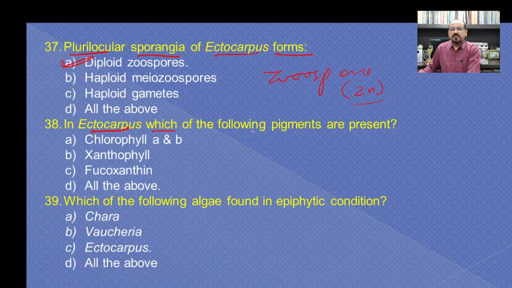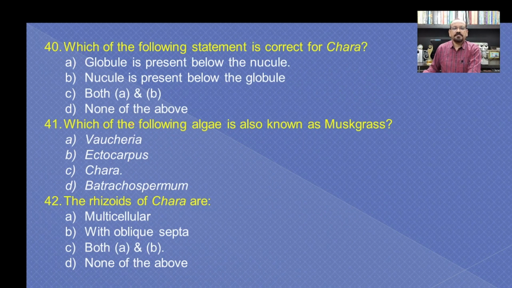In Ectocarpus, which of the following pigments are present? In Ectocarpus, there is a presence of chlorophyll A and B, xanthophyll and fucoxanthin, and hence all of the above become the answer for this question. Then, which of the following algae is found in the epiphytic condition? Very commonly Ectocarpus grows as an epiphyte, that is, on another plant in the water body, and hence C will be the correct answer.